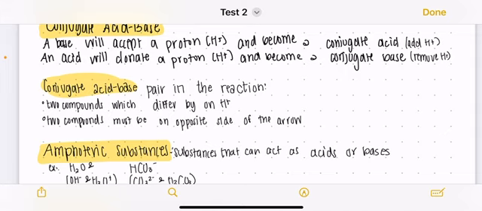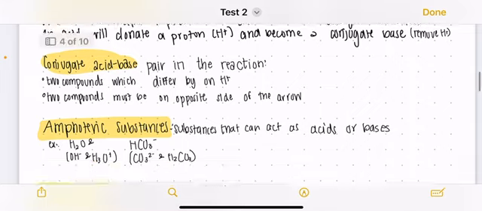Conjugate acid-base pair in the reaction: two compounds which differ only by the hydrogen ion. The two compounds must be on opposite sides of the arrow.